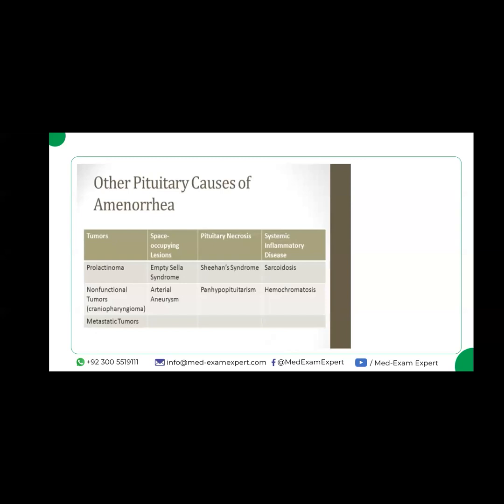All right, prolactinoma, non-functional tumors, metastatic tumor, space-occupying lesion, aneurysm, Sheehan syndrome, panhypopituitarism, hemochromatosis, and sarcoidosis. These are other causes of amenorrhea, but mostly they cause secondary amenorrhea rather than primary amenorrhea.